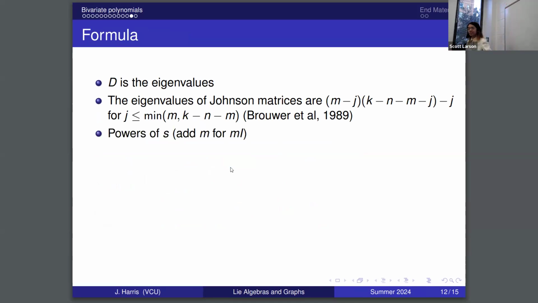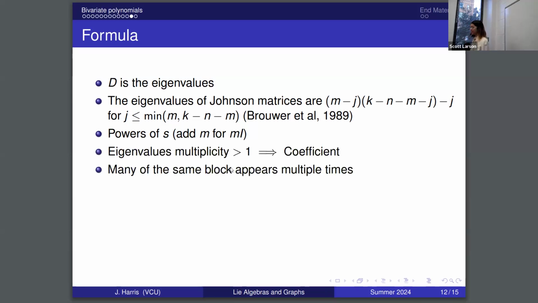So that means that we now have a formula for the powers of S. And we have to add the M because of the MI. This book also tells us the multiplicities of the eigenvalues. And if you have an eigenvalue show up more than once, they're going to end up adding together, which is just going to end up being the coefficient of this term.